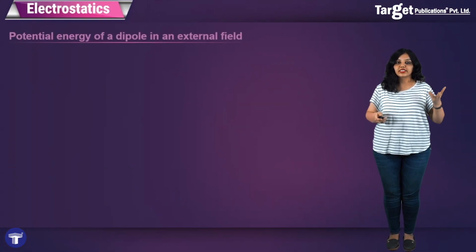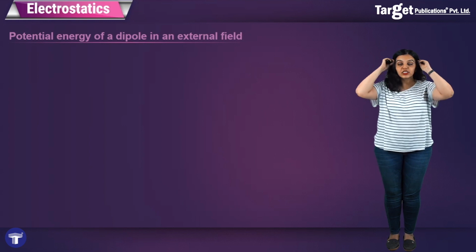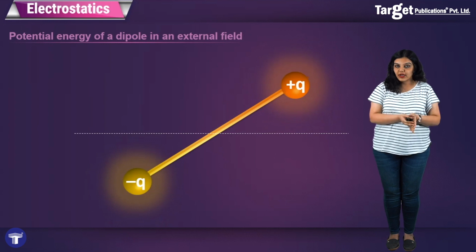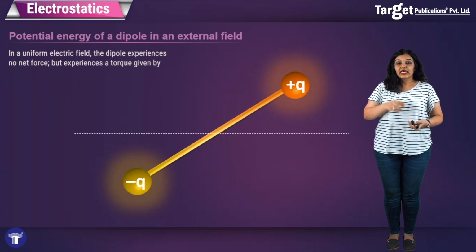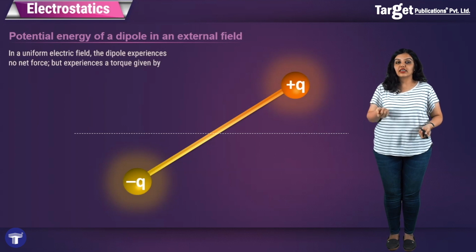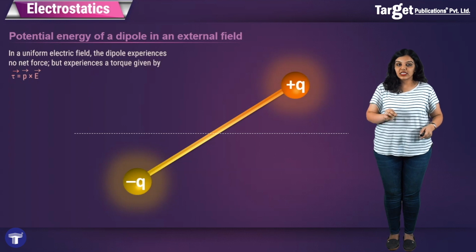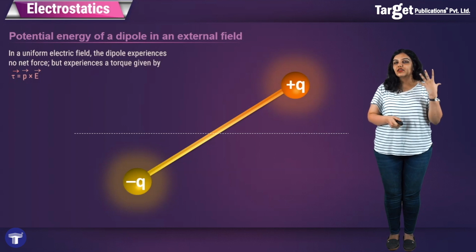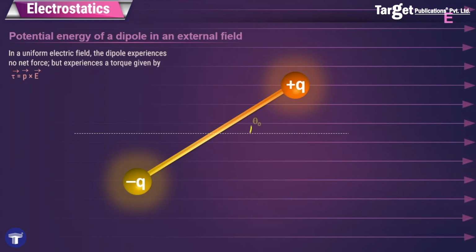Similarly, I can find the potential energy of a dipole in an already present field, that is, the potential energy of a dipole in an external field. Now, we have already seen in the first part of electrostatics that whenever I have a dipole in a uniform electric field, this dipole is not going to experience any net force, but will experience a torque given by P cross E, where P is the electric dipole moment vector and E is the electric field. So, this dipole placed in a uniform electric field will not experience any force but experiences a torque.